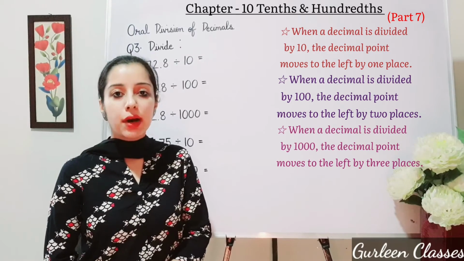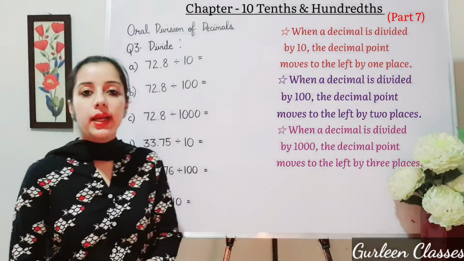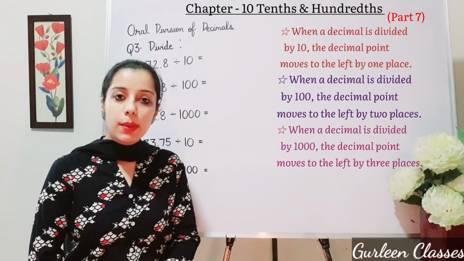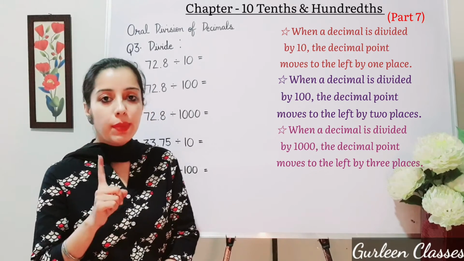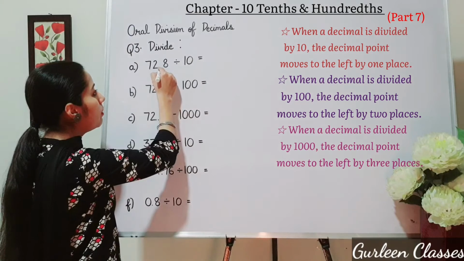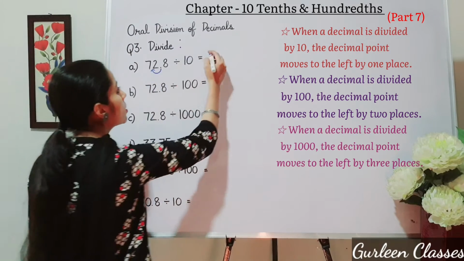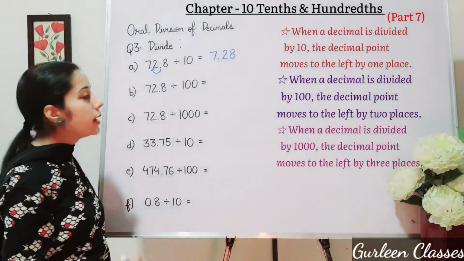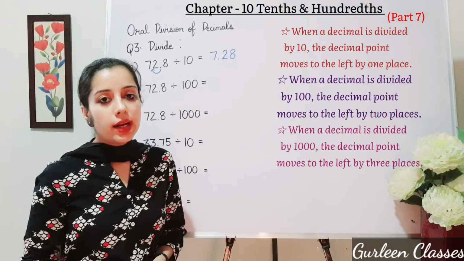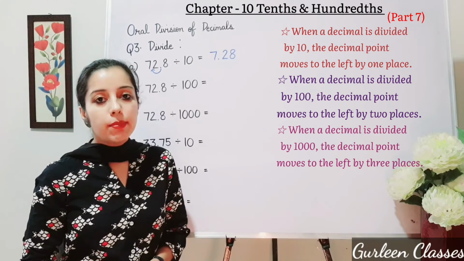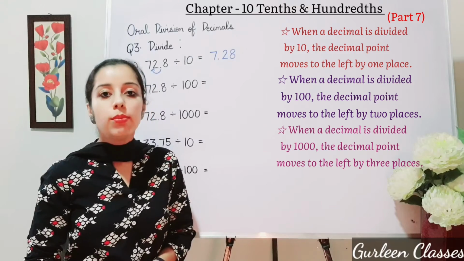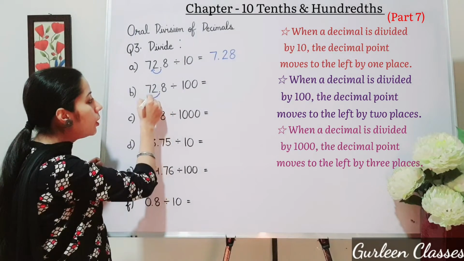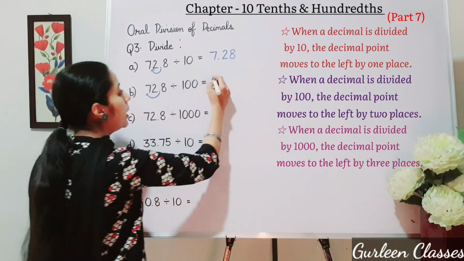Question number 3. Divide. A bar: 72.8 divided by 10. When a decimal number is divided by 10, the decimal point moves to the left by 1 place. So here the decimal point will move to the left by 1 place. So the answer is 7.28. Now B bar: 72.8 divided by 100. When a decimal number is divided by 100, the decimal point moves to the left by 2 places. So here the decimal point will move to the left by 2 places. So it will be 0.728.